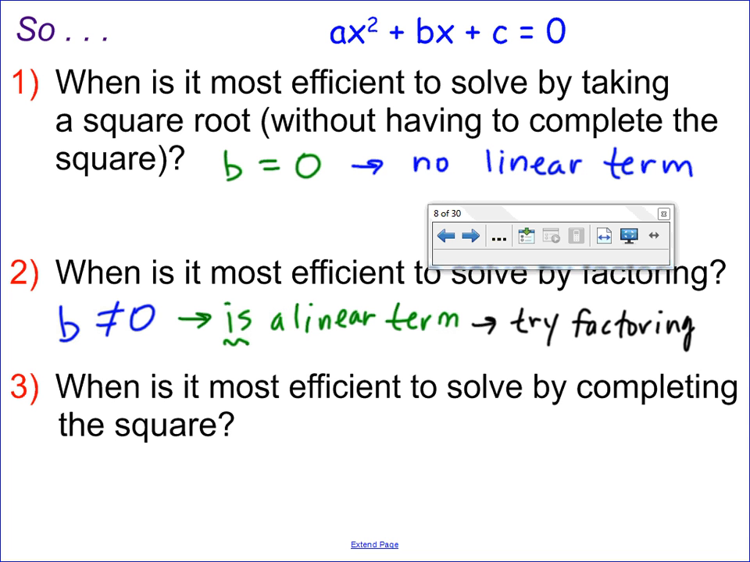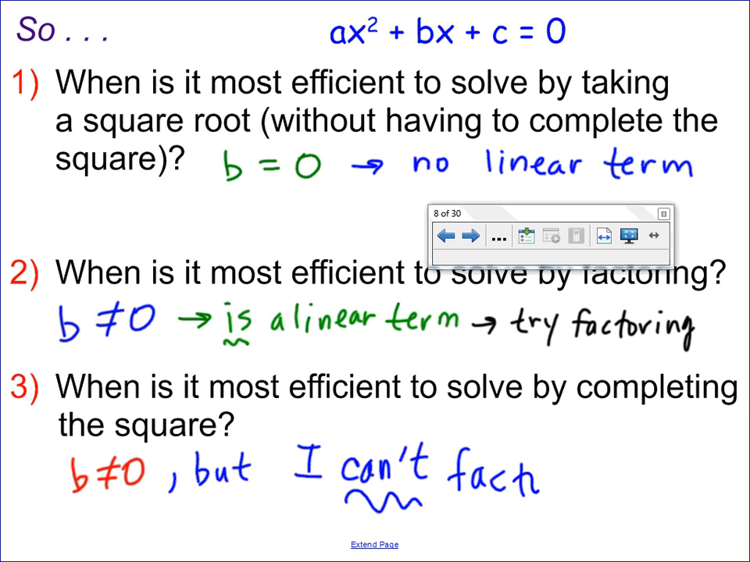Unless we can't factor it, then I'm going to go ahead and complete the square. So what can we say for a reason? B doesn't equal 0, so there is a linear term, but I can't factor. And remember, maybe it's unfactorable, right? So it's not possible to factor it, or maybe we're bad at factoring, or maybe we don't recognize the factors. Then completing the square is certainly a viable option.